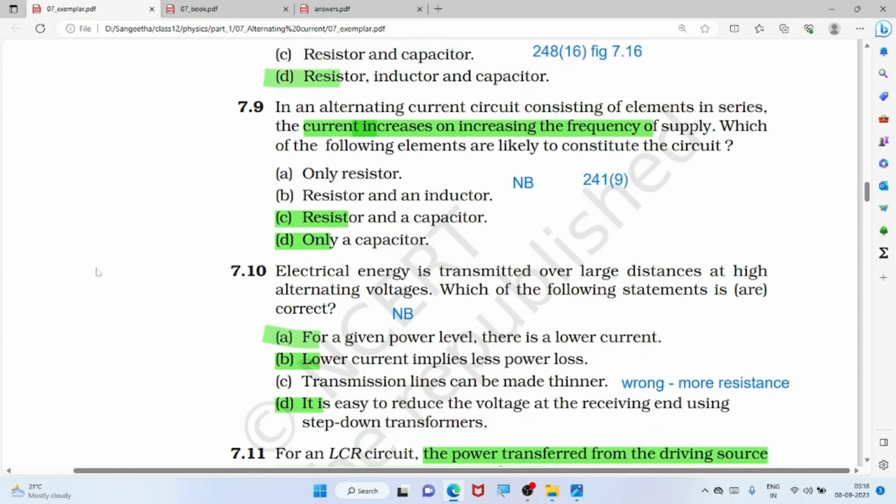An alternating current circuit consists of elements in series. Current increases with the increase in frequency of the supply. If current increases when you increase the frequency, it is a capacitive circuit. As I already explained, when you increase the frequency, XC will decrease, so the current will increase. Which of the following elements constitute this? A capacitor should be there; a resistor won't affect it. Only a capacitor.